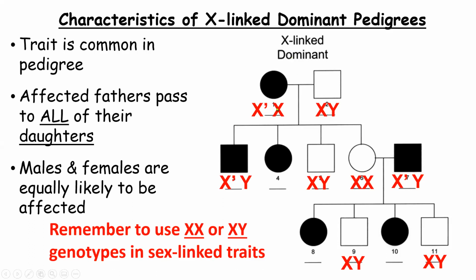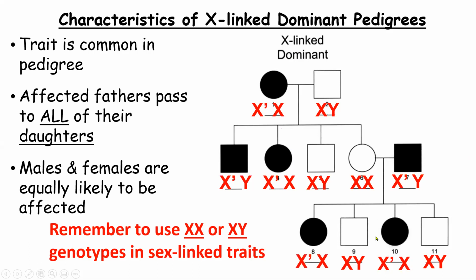Affected females who are colored have to have one affected X. They could have two affected X's, but then you'd have to see it coming from their parents on both ends, right? So this female has one affected X. She got her affected X here from her mom, and her healthy X from her dad, but it only takes one X to show up if it's a dominant trait. You only need one affected allele to make it show up if it's a dominant trait.